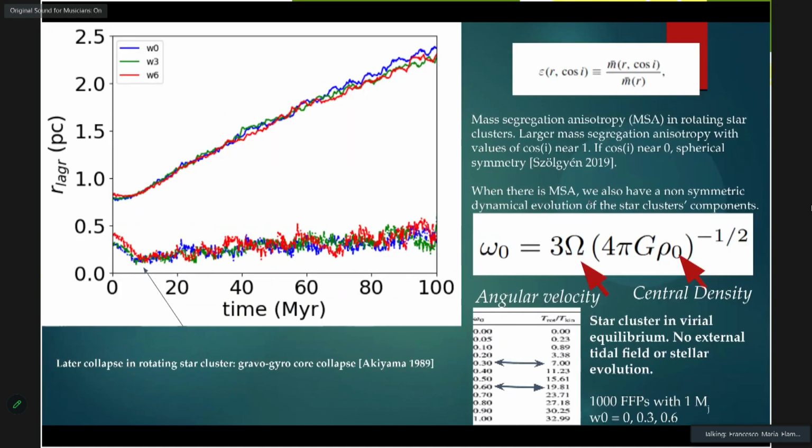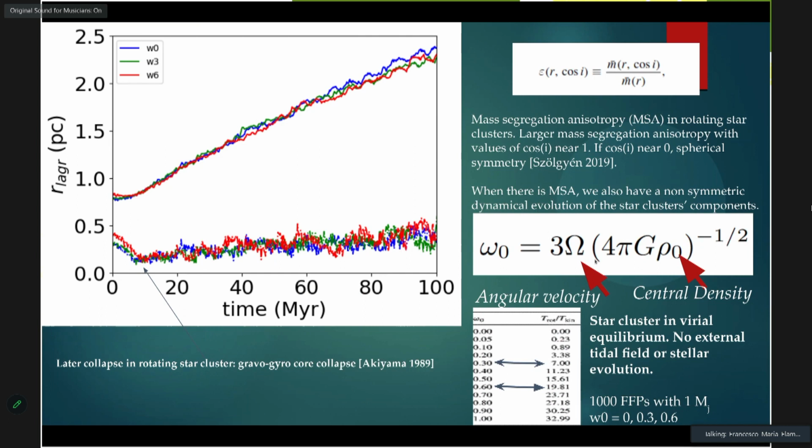In here, we use rotating star clusters and free-floating planets. So basically speaking, from this plot, I want you to take two things. The first one is that the collapse of the star cluster is a little later compared to the other ones, with very small rotational velocity as they are in this scenario. But what is important is actually the mass segregation anisotropy that you can find from Szölgyén 2019. Basically, the more the cosine is near 1, the more there is mass segregation anisotropy. The more the cosine of I is near 0, the more we are going to spherical symmetry.